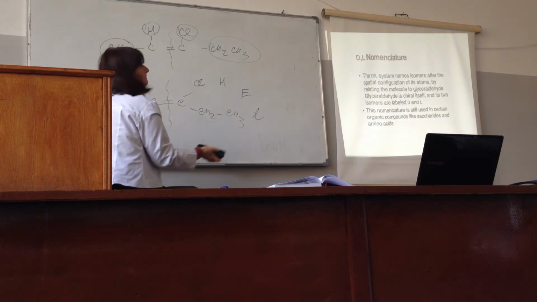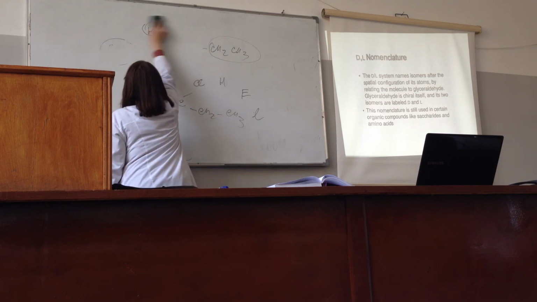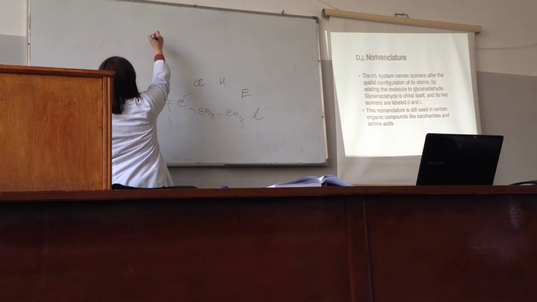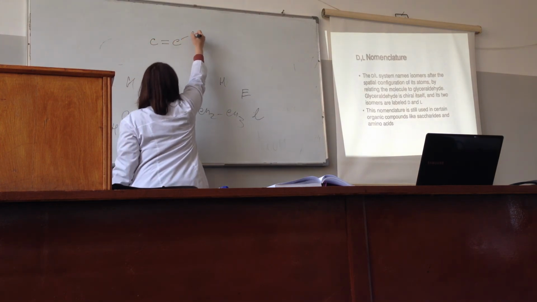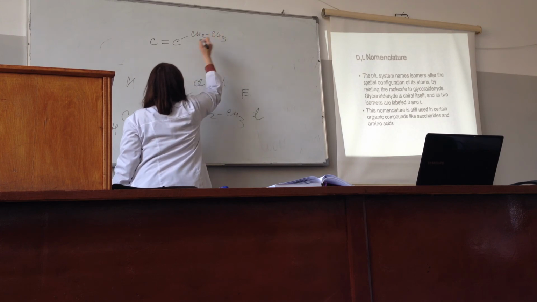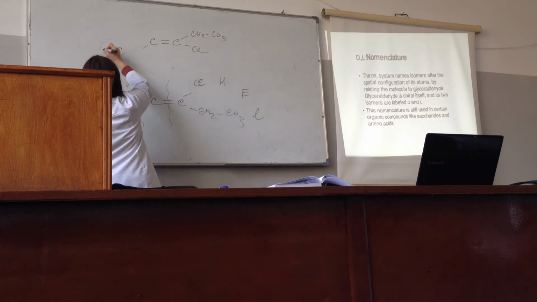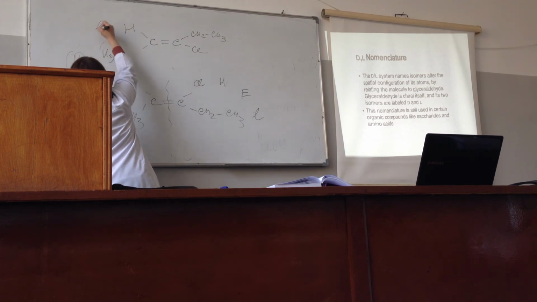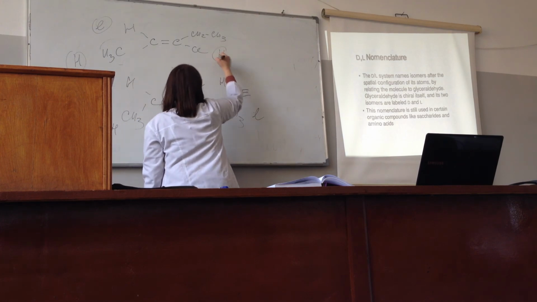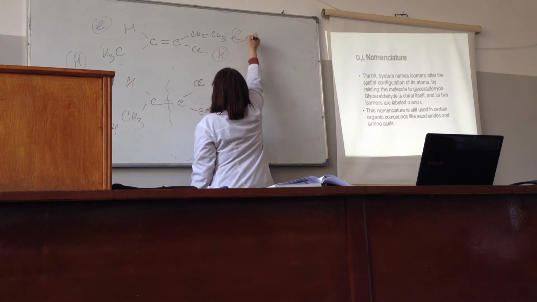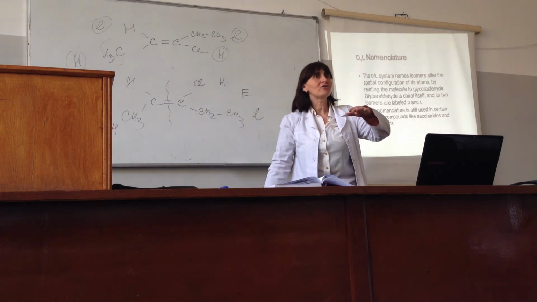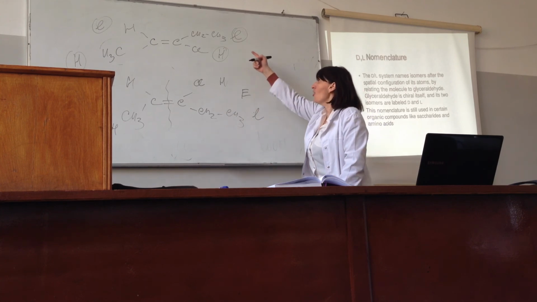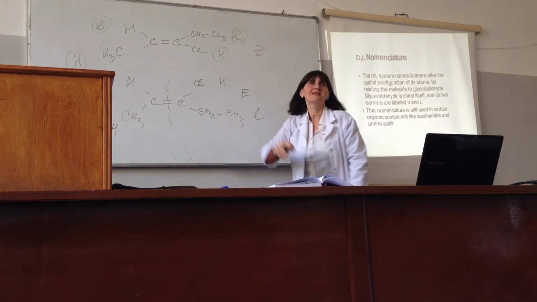And next one is... wait. Now I draw another version. High, low, high, low. So in this case, your same priority groups are on one side of your double bond plane. So in this case, you have Z.